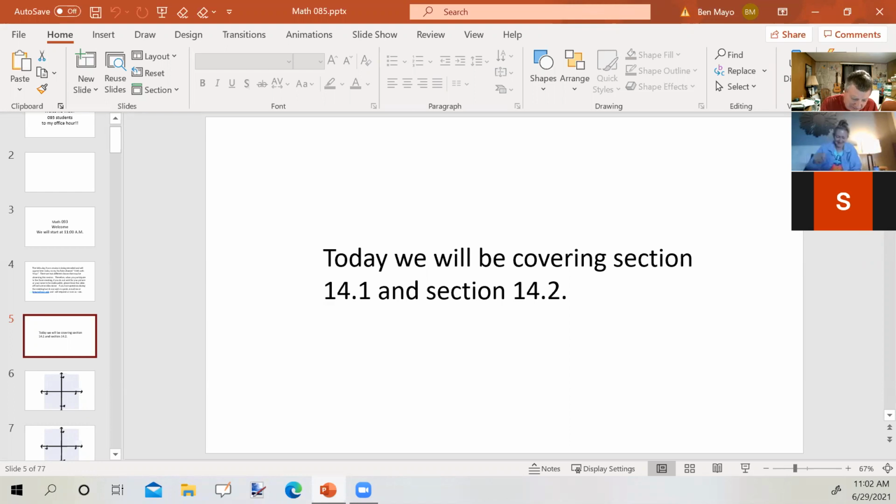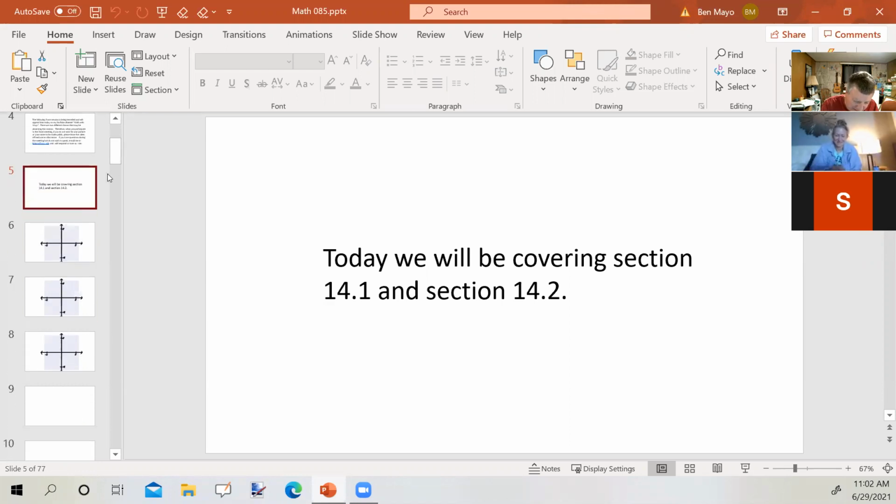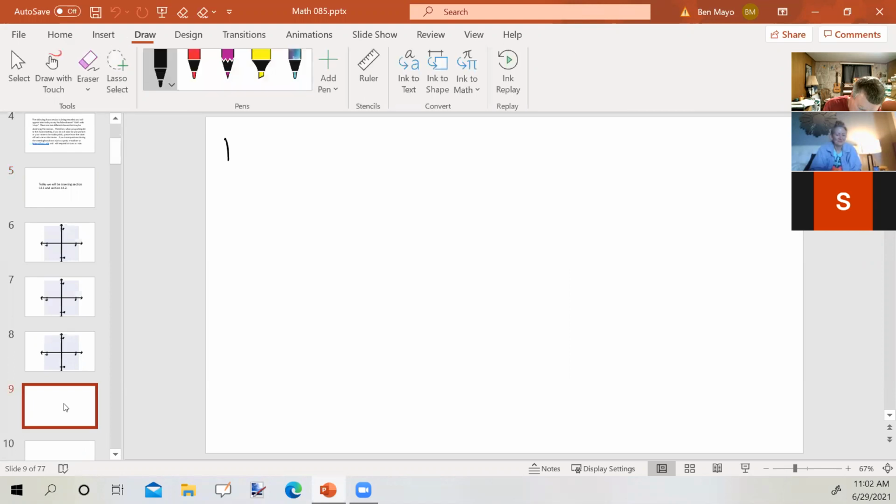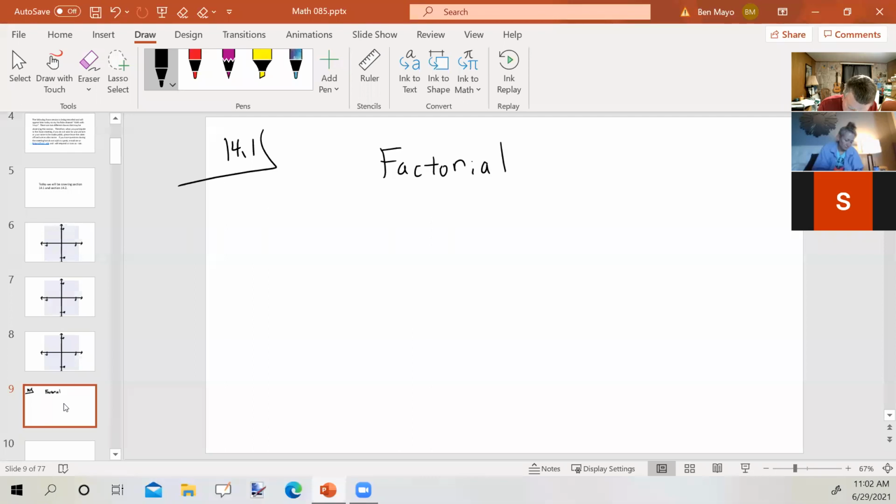Okay, so we're going to take a look at section 14.1. As many of you know, this class is a prerequisite for statistics, Math 146, and for other classes as well. In statistics, there is notation that is often used in some of the formulas, and that notation is called factorial.